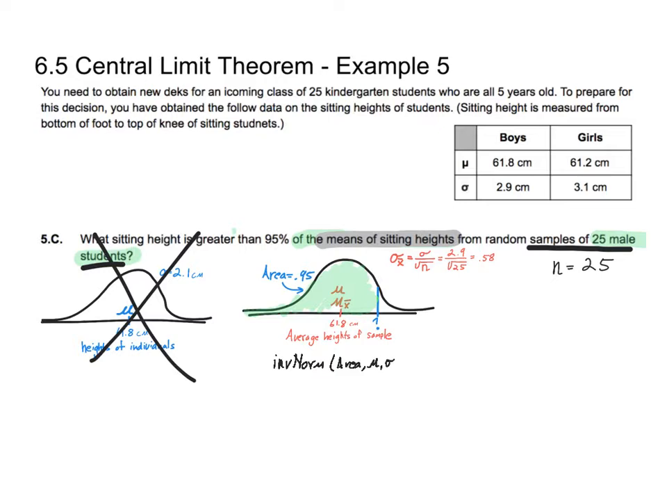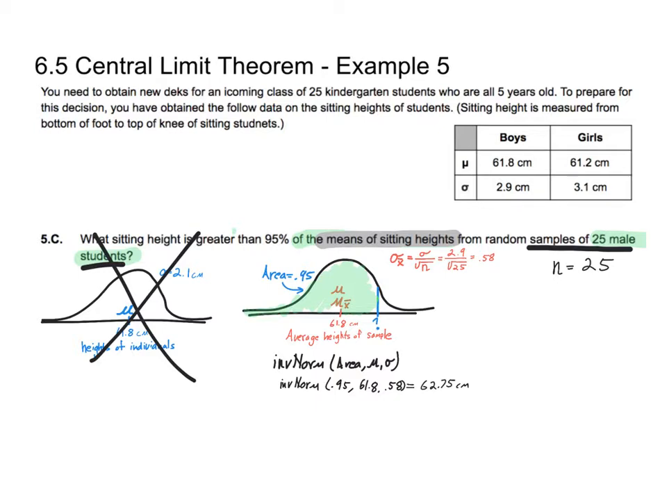In this case, we know that our mean and standard deviation are referring to sample populations, and our area is going to be just 0.95. Our mean in this case is the same as our population mean, 61.8. And our standard deviation, we've calculated above, is also going to be 0.58 from before. When you type that into the calculator, you should get a value of 62.75 centimeters. So it's really important you understand what this value is representing.